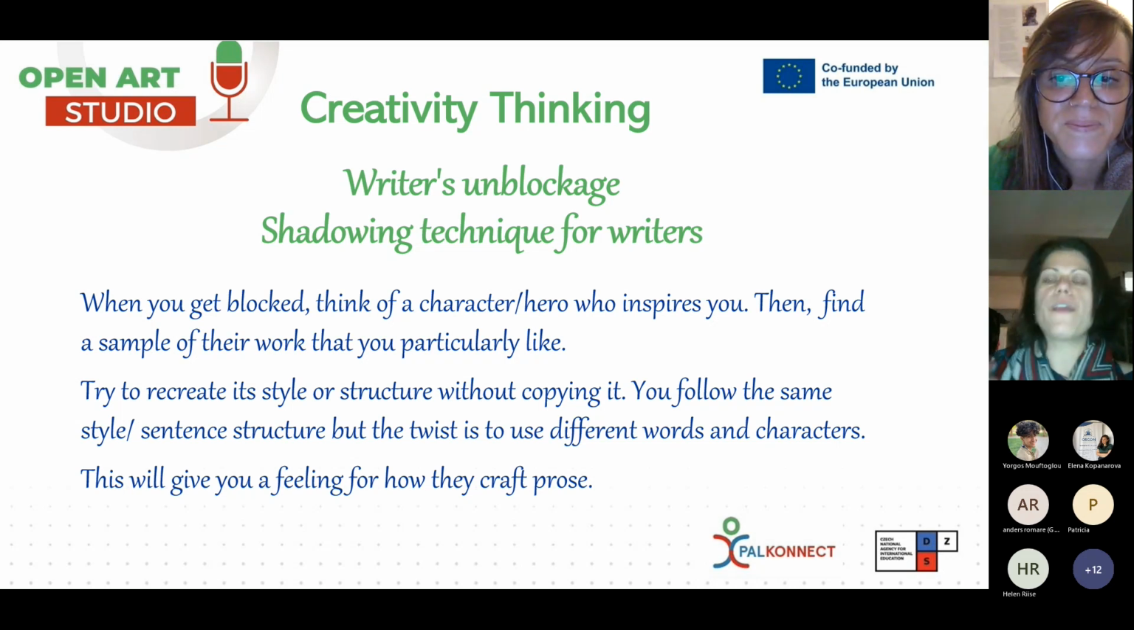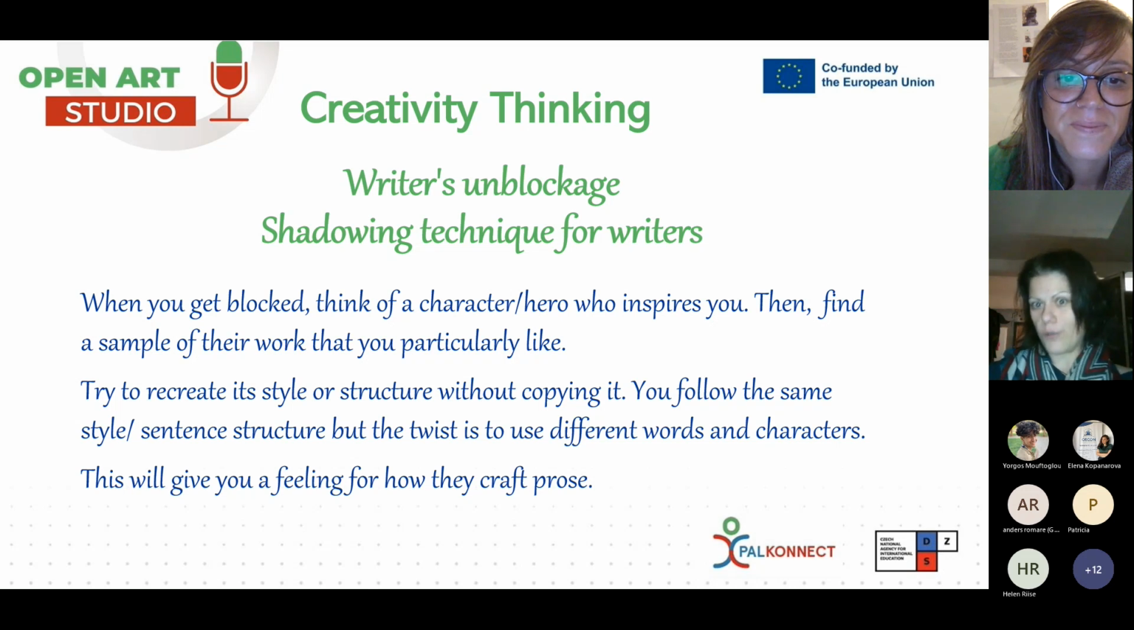And you can do it with your favorite authors. You can choose a different author per day, different topic, different style. If it's not about fiction, you can go with different travel journalists or different project managers or different concept notes. And then you will get a feeling of how they craft the prose. And after you get this feeling, somehow a part of that becomes a way that you express yourself.